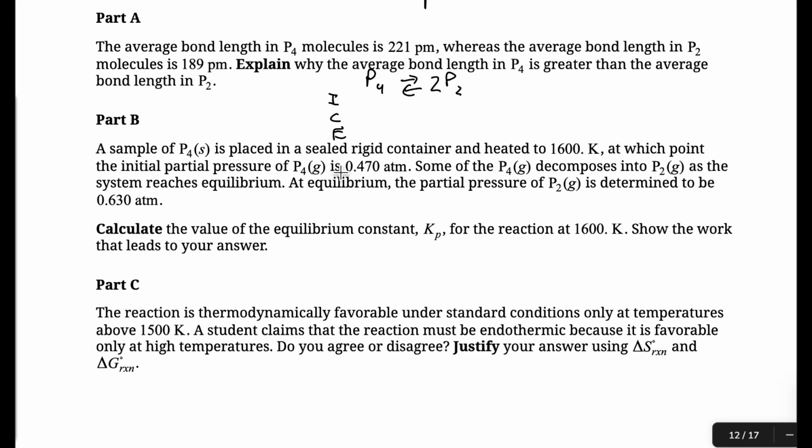For part B, all we're going to do is a simple equilibrium ICE table or ICE chart. So it gives us that the initial partial pressure of P4 is 0.470. So that's what we'll have here for our initial, 0.470. And then this is 0. Then it says some of it decomposes into P2 as it reaches equilibrium. At equilibrium, P2 is determined to be this. So our change here, this is going to be minus x, and this is going to be plus 2x because it has a coefficient of 2. And then we're given that the partial pressure of P2 at equilibrium is 0.630. So that goes here.